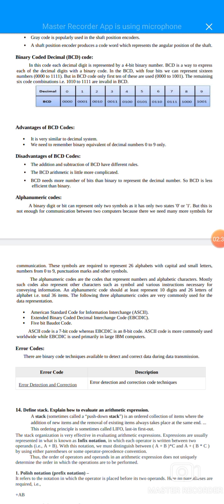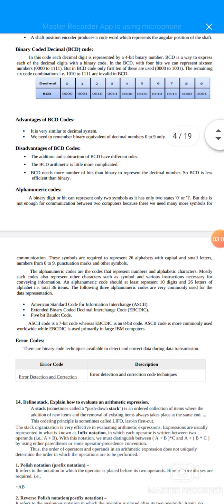An alphanumeric code should at least represent 10 digits and 26 letters of the alphabet, for example, a total of 36 items. The following alphanumeric codes are very commonly used for data representation. First one is American Standard Code for Information Interchange, ASCII. Extended Binary Coded Decimal Interchange Code, EBCDIC. 5-bit Baudot code. ASCII code is a 7-bit code, whereas EBCDIC is an 8-bit code. ASCII code is more commonly used worldwide, and EBCDIC is used primarily in large IBM computers.